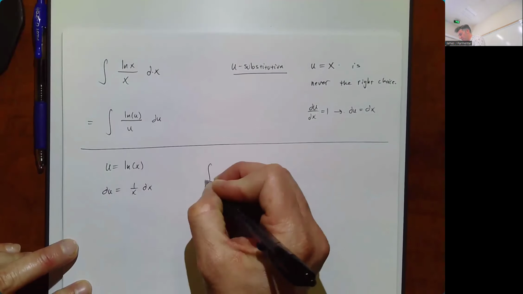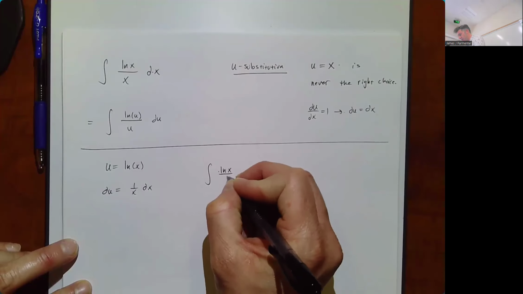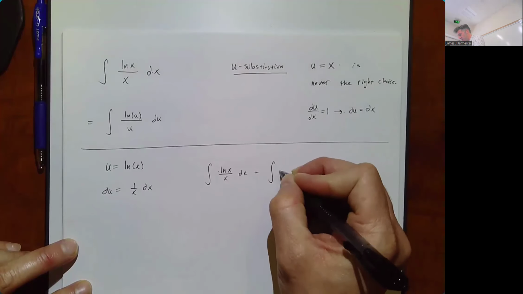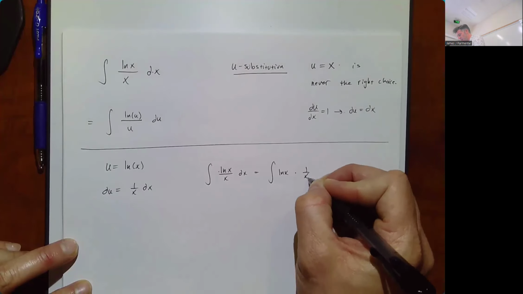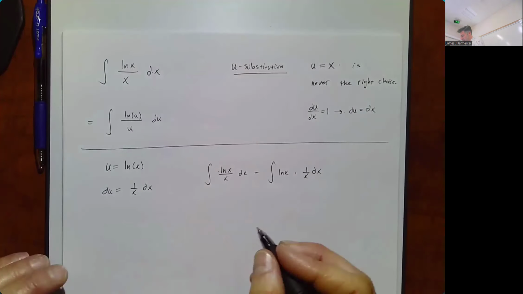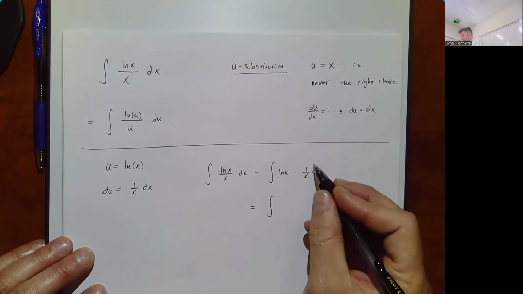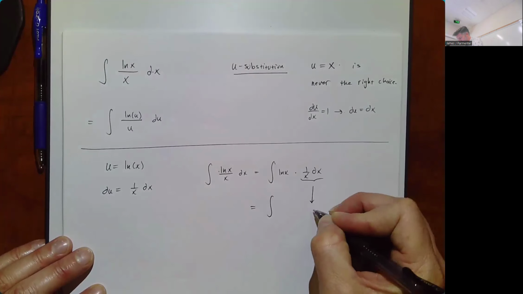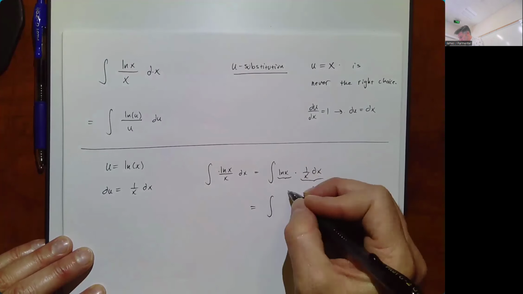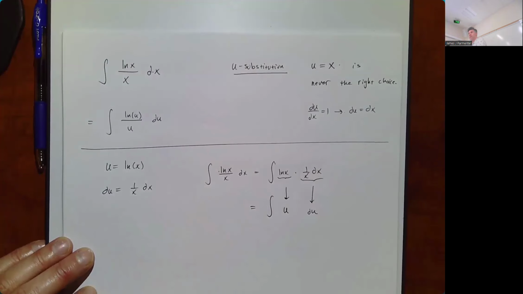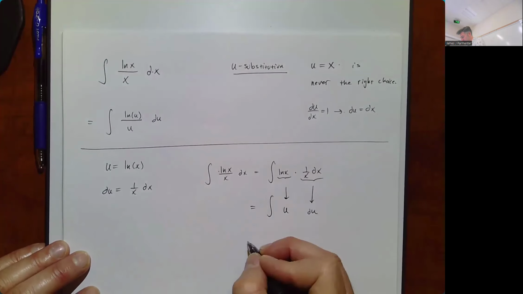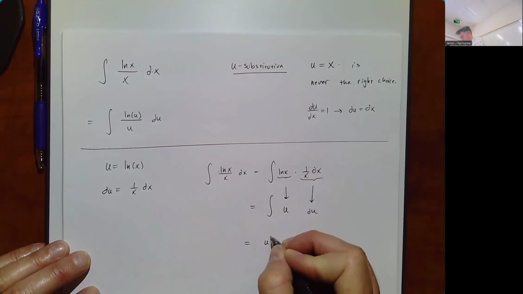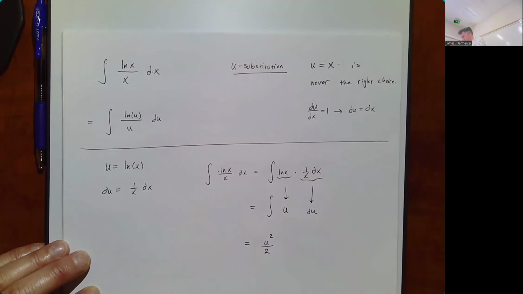So I can rewrite the integral of the natural log of x divided by x dx as the integral of the natural log of x times 1 over x dx. And then the usual process, 1 over x times dx, that's going to be my du. Natural log of x, that's going to be my u. And the antiderivative of u to the first is u to the 1 plus 1 divided by 1 plus 1. And then we change it back. Natural log of x quantity squared over 2 plus c.